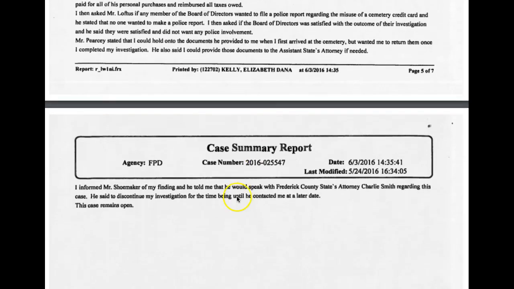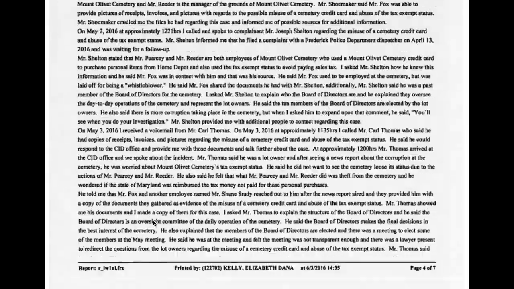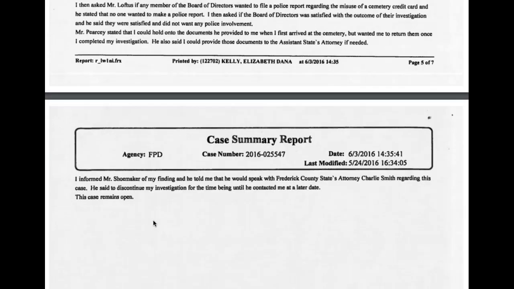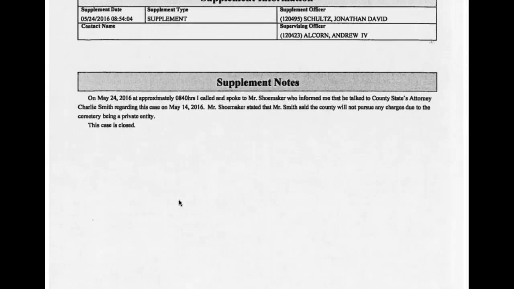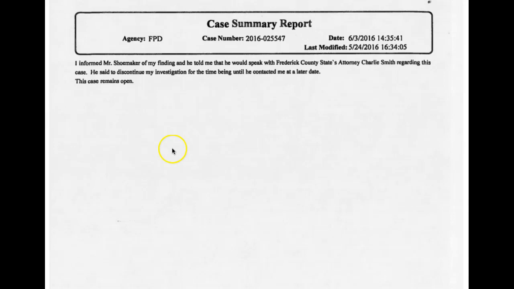And I think the really telling thing here, after all of this work, by the way, on this particular case, and you see that the guy made lots of phone calls and interviews and things like that, the prosecutor's office decided not to in the end. He's still doing work down here. He goes, they will not pursue any charges due to the cemetery being a private entity. I guess this was some kind of a theft from a cemetery.